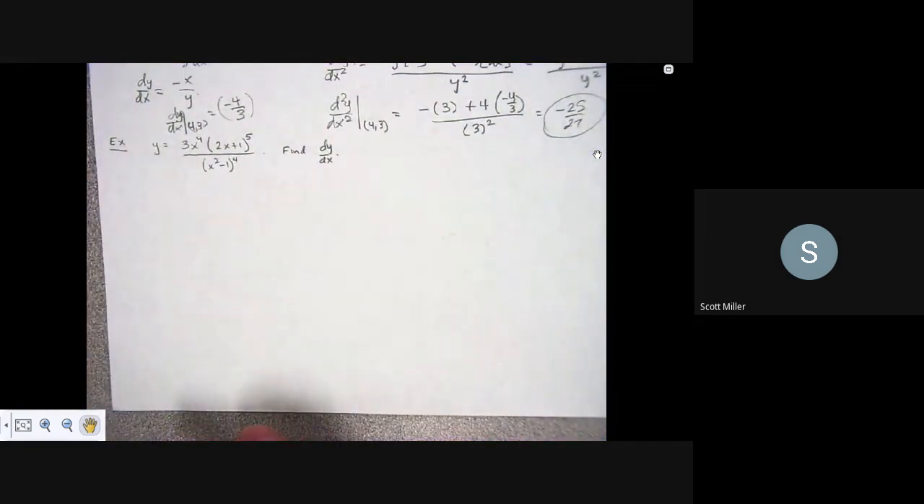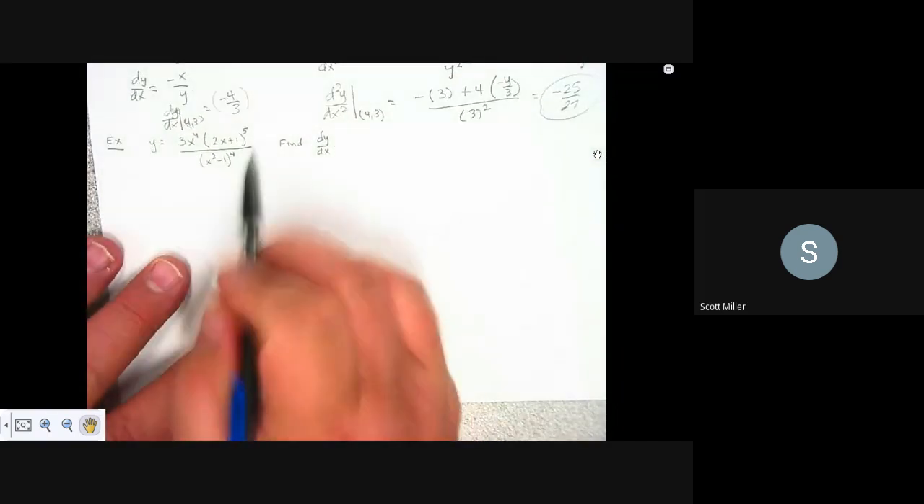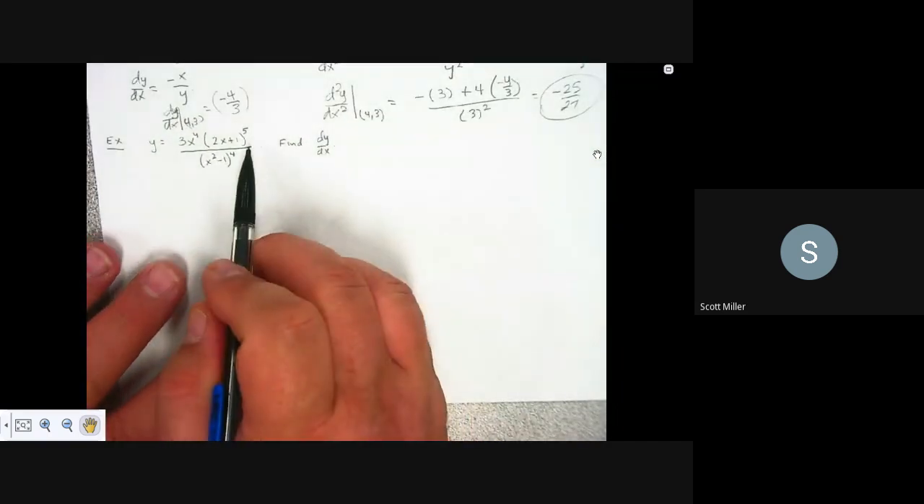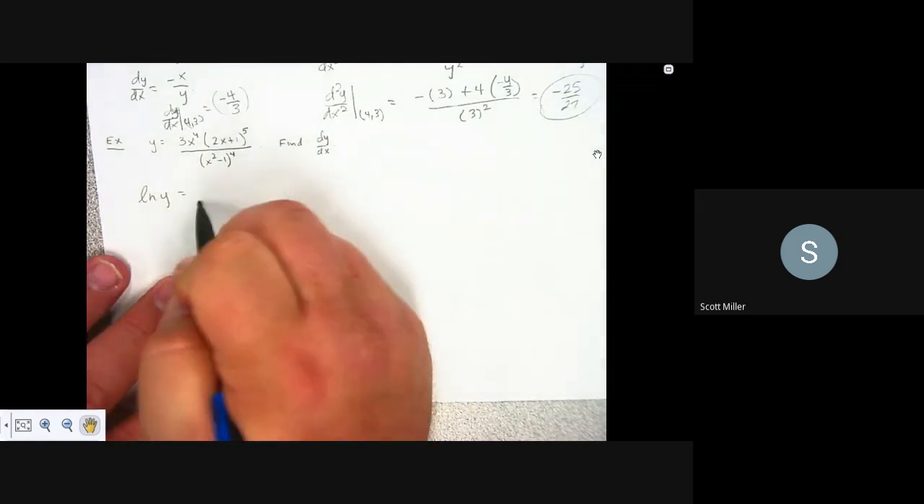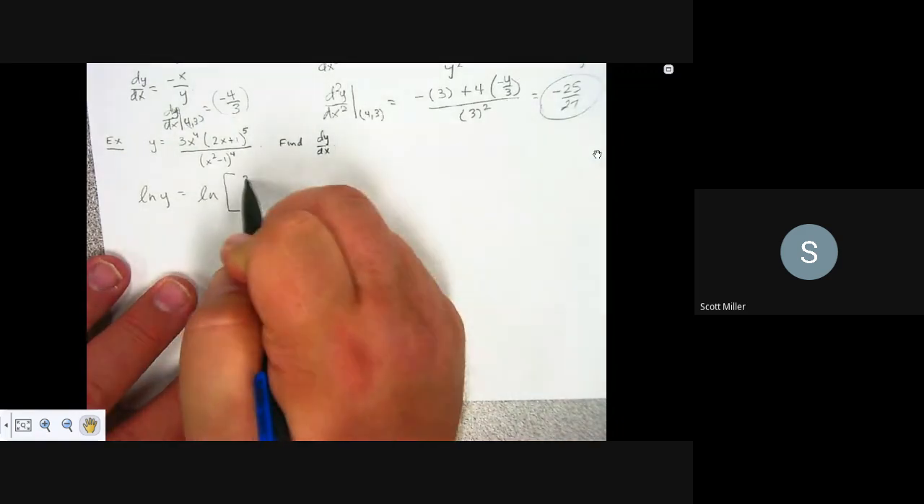Okay, let's go back and do our problem. The first thing I want to do is break this up. I have to take the natural log of both sides. So I'm going to take the natural log of y and the natural log of all of this.